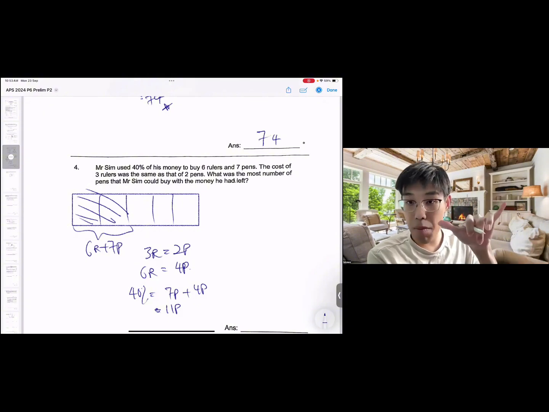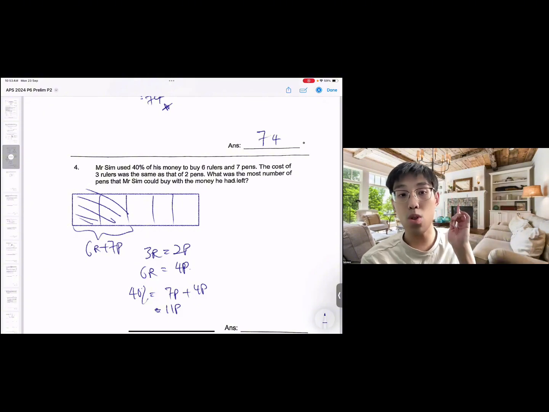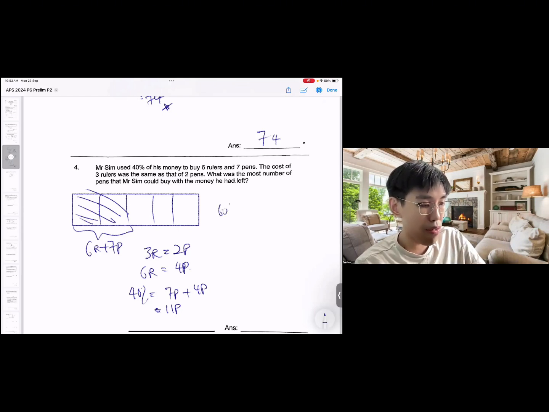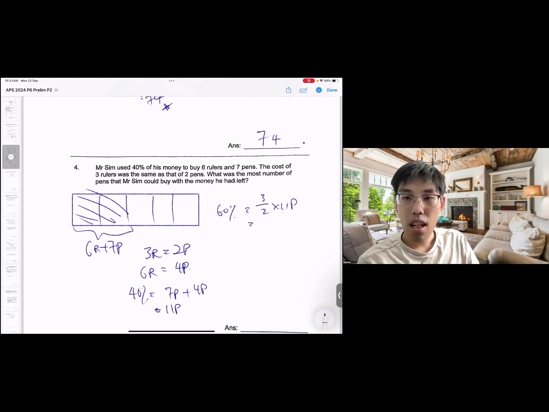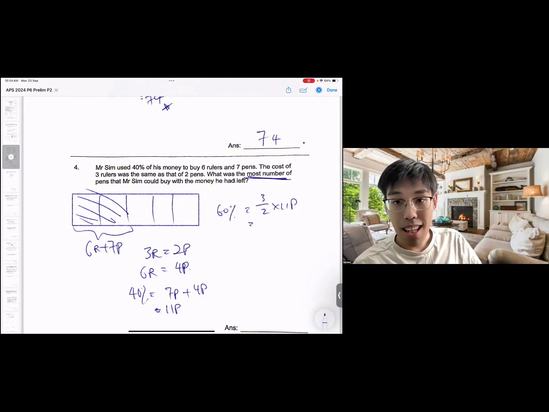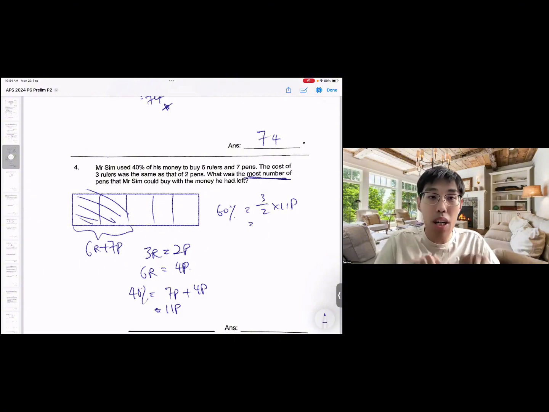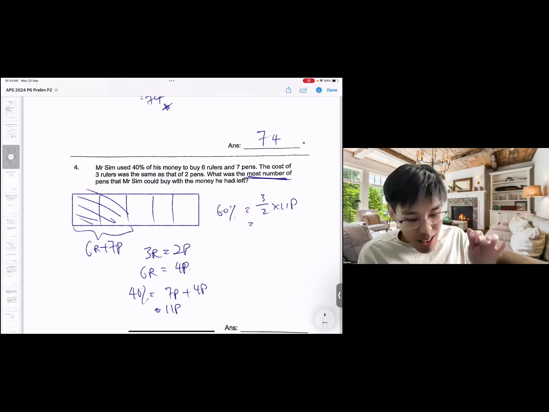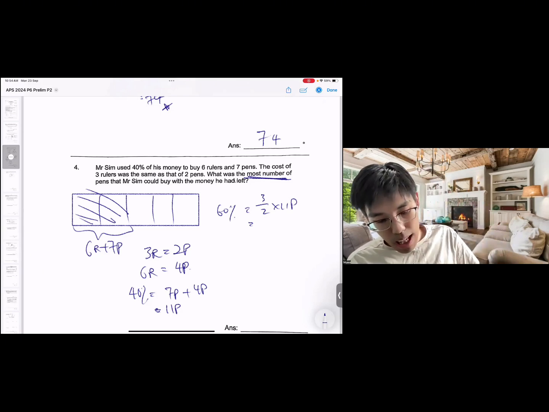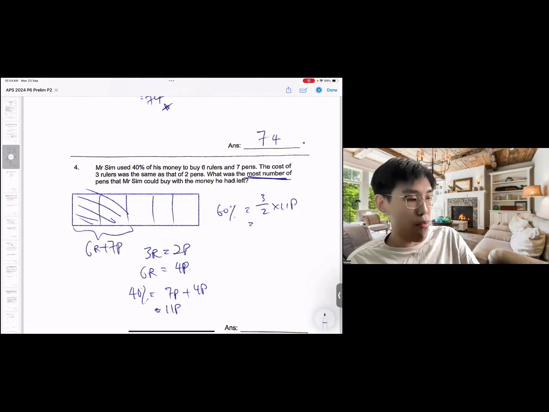So that means from here, we can continue to find how many, because the money he had left means 60%. So 40% equals to 11 pens. So we need to find how many pens 60% is worth. My iPad is lagging. Okay. 60% equals to how many? 3/2 times 11 pens. Then you realize that, hey, the answer has a decimal. It doesn't matter because they ask what is the most number of pens. I never asked you to buy one pen and then break it into half. Okay, doesn't work that way. So it's 3/2 times 11. You will get 16.5.